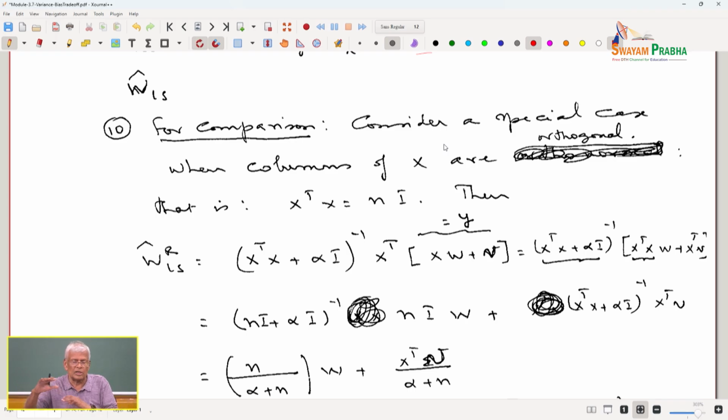Ill conditioned means lambda n is closer to 0. That means the columns of X are such that some of them may be collinear, multicollinearity. If the columns of X are orthogonal, that is the opposite of multicollinearity. They are a perfectly conditioned matrix. So the columns of X are orthogonal.